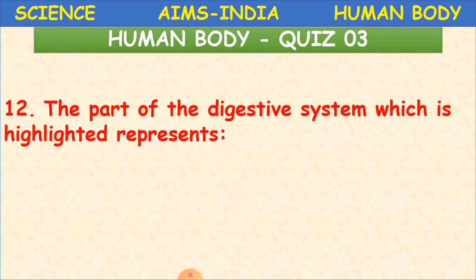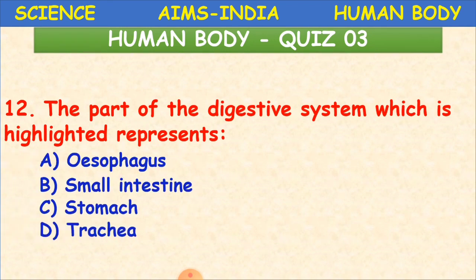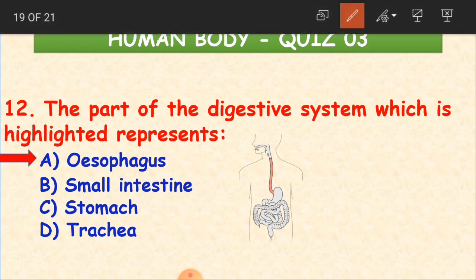The part of the digestive system which is highlighted represents what? You will have a picture here, so you have to identify what this part is. Yes, children, it is the esophagus, option A, that is the food pipe. Highlighted means it is already in a different color. This part is the food pipe, that is the esophagus. Okay, children, clear?